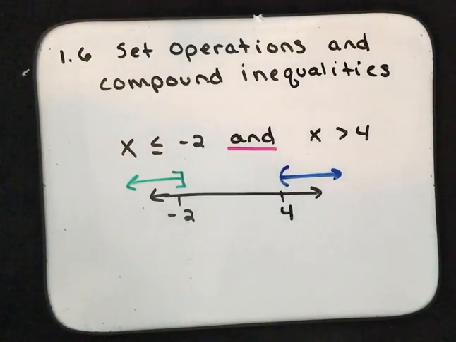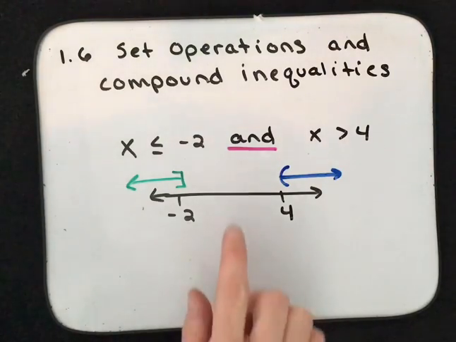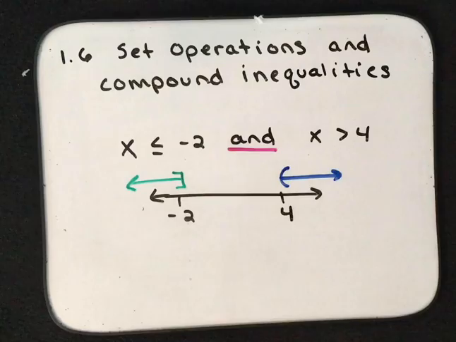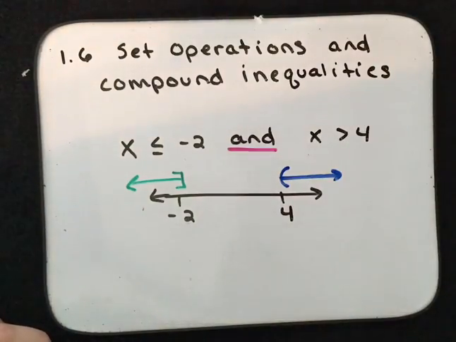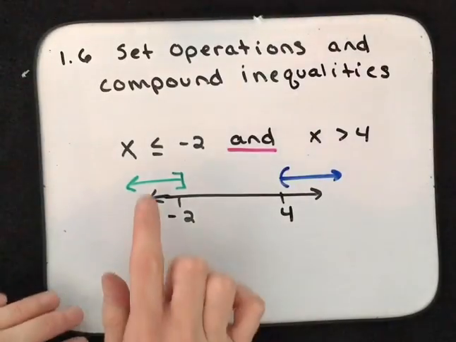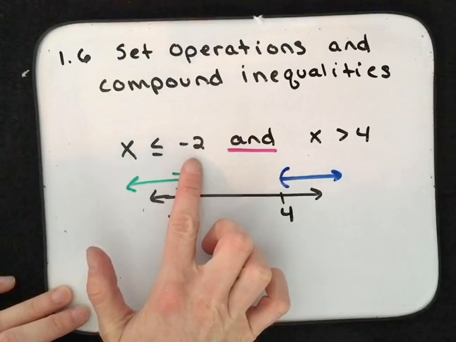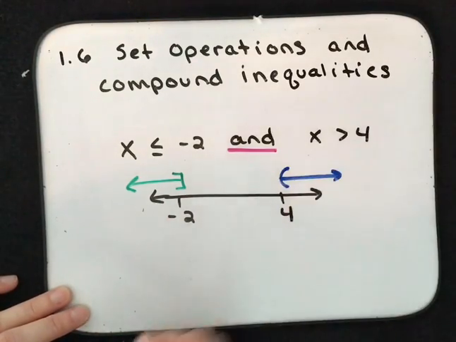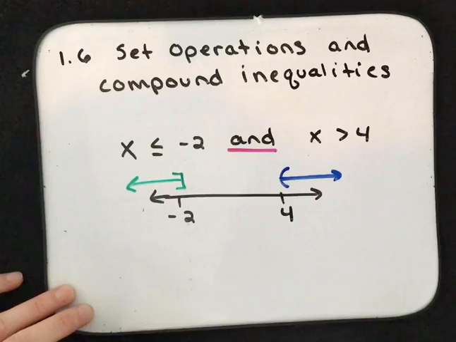It's like our strawberry and vanilla. We're only going to be satisfied if both cases are true. There is no overlapping. There is no place where both cases are true. So while I can draw this on the graph, there is no solution because there is no place where x is less than or equal to negative 2 and x is greater than 4. So this one is no solution.